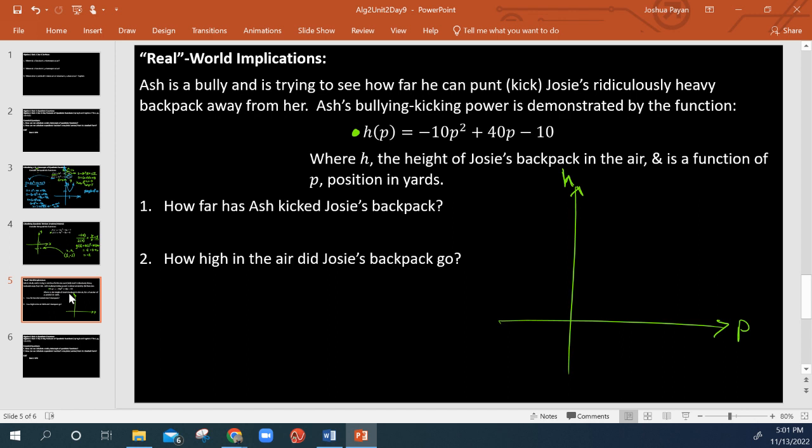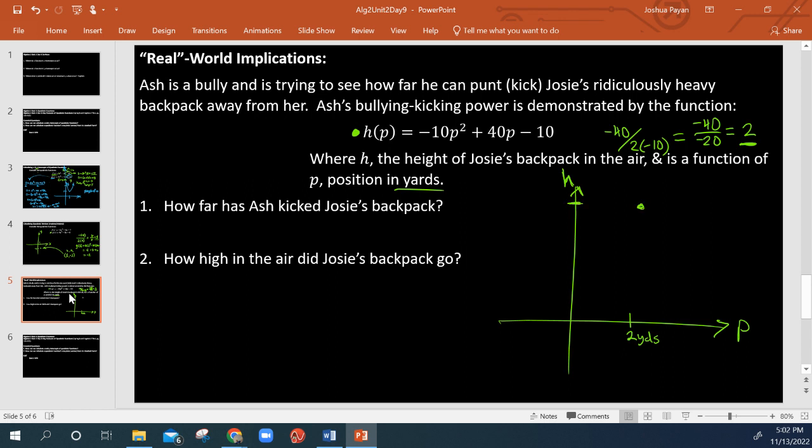Okay, so to find the vertex, we would need to do negative b over 2 times a. So that would be negative 40 over negative 20, which is going to give us positive 2. So our vertex happens at 2. Okay, and again, this is 2 yards because we're talking about position in yards. And I assume the height also is in yards. Didn't really specify that there. But anyway, so now we just need to calculate f of 2. So at what height does this all happen, right?